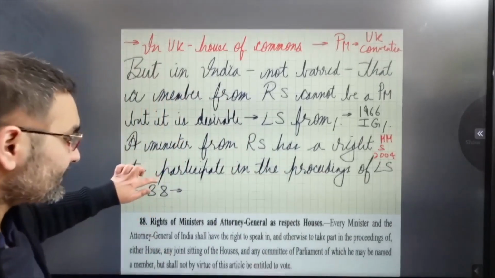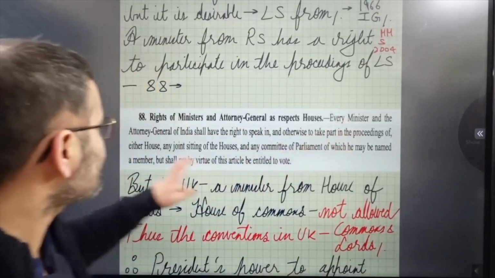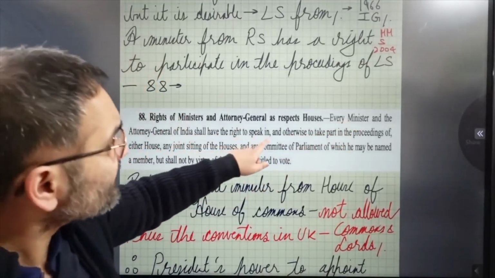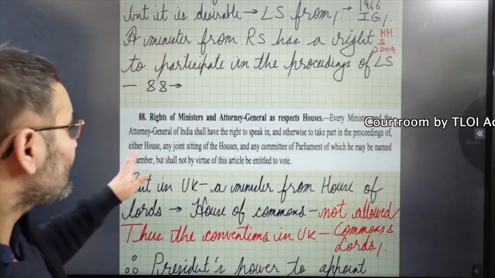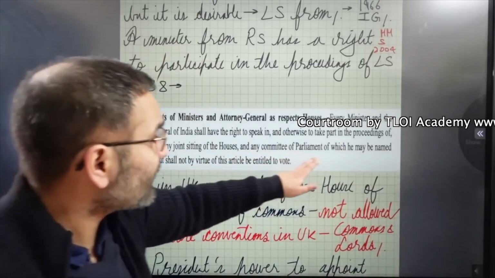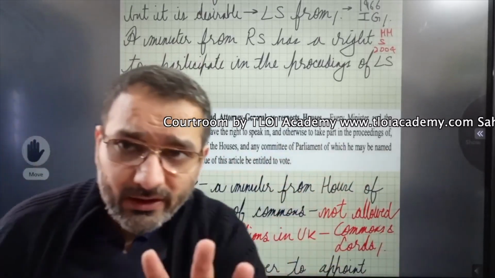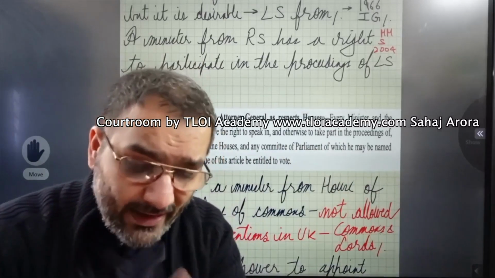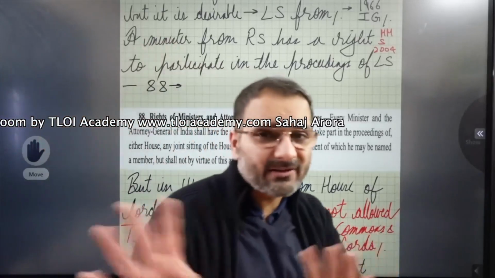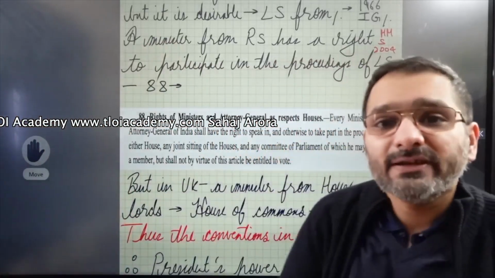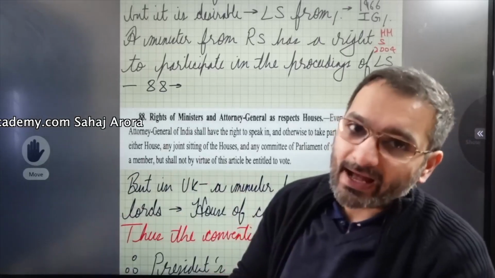That is what Article 88 says, right? Right of ministers and Attorney General as respects Houses. Every minister and the Attorney General of India shall have the right to speak and otherwise to take part in the proceedings of either House, any joint sitting and any committee of Parliament of which he may be named a member, but shall not by virtue of this article be entitled to vote. So he won't have a vote, right? So quote Article 88 and link it to how the PM can be from Rajya Sabha and how it doesn't really affect, because he can participate in the proceedings of the Lok Sabha as well.